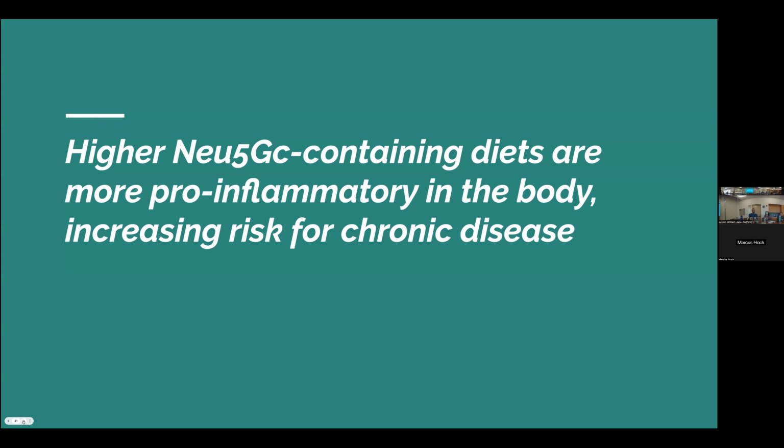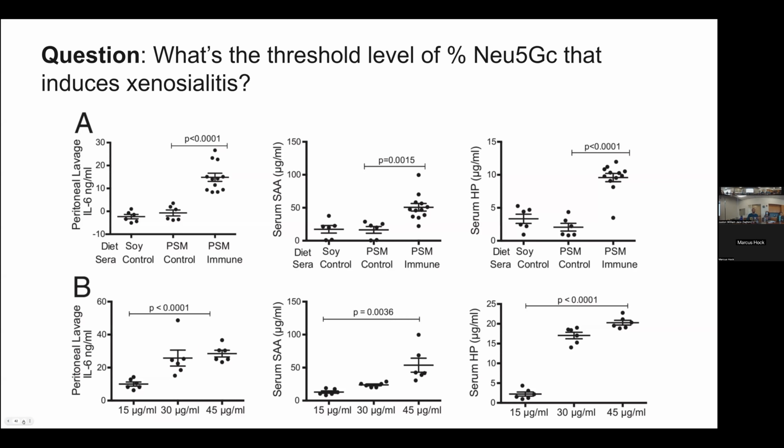So I'm focusing right now on a mouse model to understand at what point this foreign sugar in the diet becomes inflammatory. When does it start to tip over and become pro-inflammatory? So the question really is, what is the threshold percent of Neu5Gc that induces this phenomenon known as xenosialitis? Because we know that every human tested so far has antibodies directed against this foreign sugar, and this exposure probably happens pretty early in life through bacteria in the gut, the microbiome, maybe taking up this Neu5Gc, foreign sialic acid, expressing it.